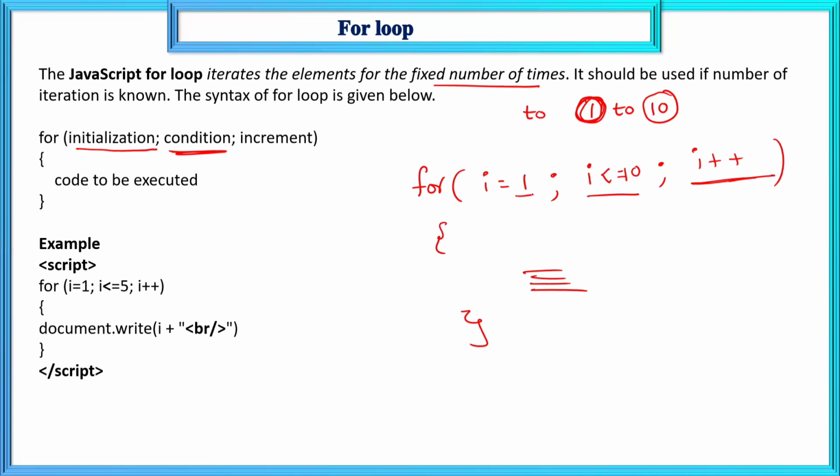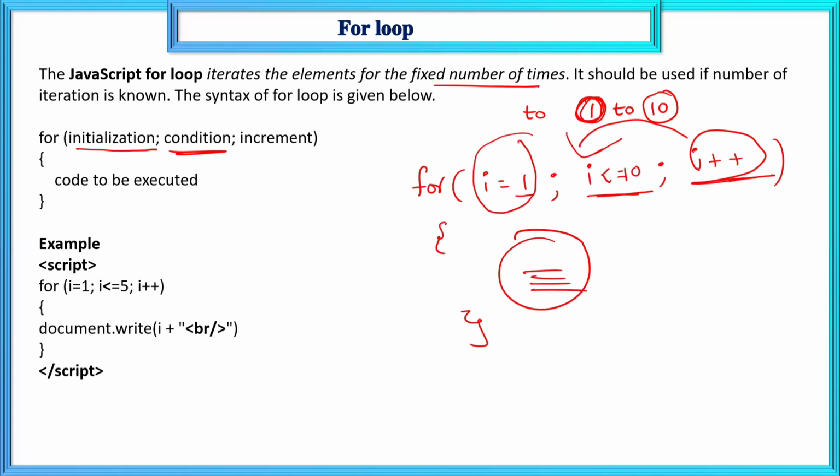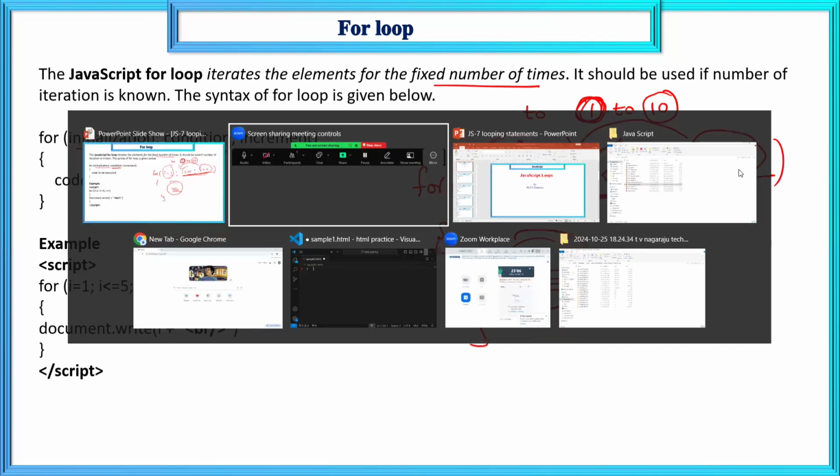So first i value is equal to 1. 1 is less than or equal to 10. The condition is true. Enter inside the for. Once the entire body is executed, move to increment. i value becomes 2. Again check the condition. So initialization is done only one time. These two are repeated continuously.